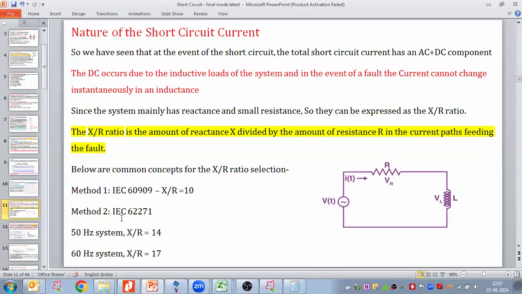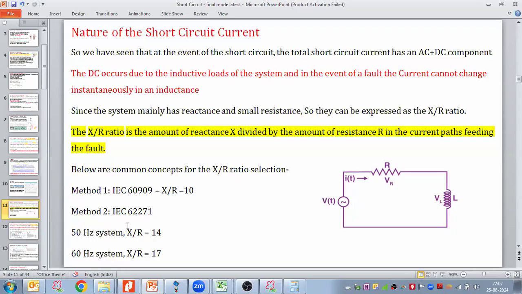The second method is IEC 62271. This standard we can also refer to. For X by R ratio selection, it tells that if we have a 50 Hz system, then the X by R ratio could be 14. If we have a 60 Hz system, then it could be 17. This is how we can generally select the X by R ratio.